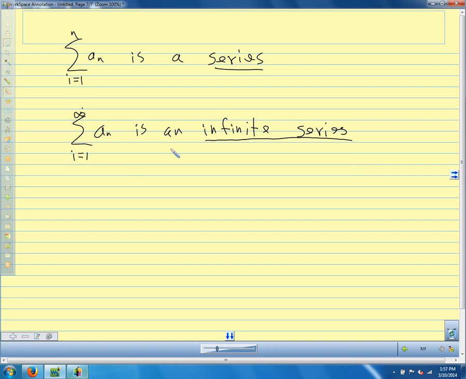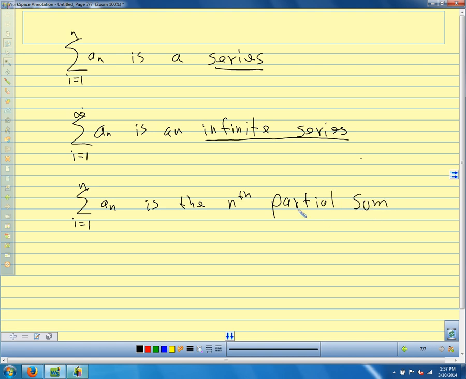If we have an infinite series and we sum only a certain number of terms, so we call the sum i equals 1 to n of a sub n the nth partial sum of the infinite series. So an infinite series means we add all of the terms together. A partial sum means we add only a certain number of terms. So we could have the 4th partial sum.